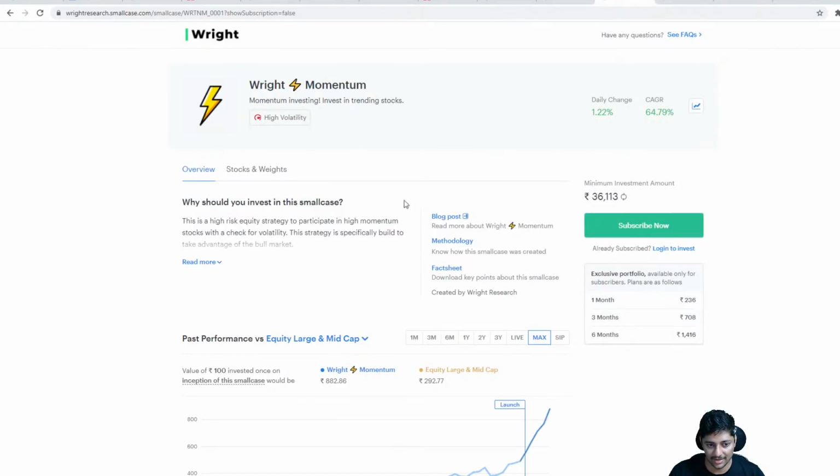Now look at this. The entry barrier for Wright Momentum is 36,000. Cheaper than CapitalMind, cheaper than the other one. For 6 months subscription, it is only 1,400. It is not 12,000. It is not 9,999. It is 1,400 for 6 months, and pura 1 year ke liye it would be 3,000 rupees. Now this is in your budget. 3,000 rupees should be okay.